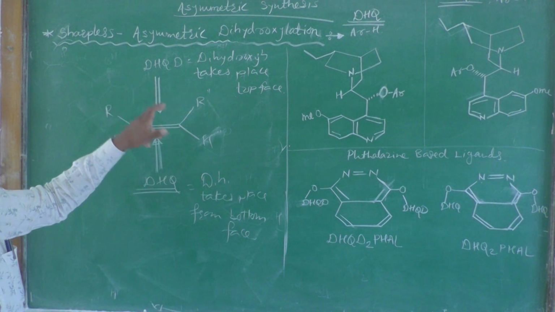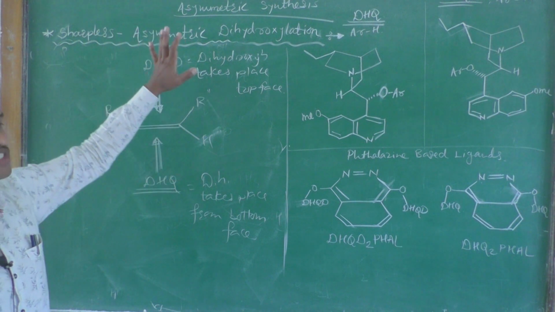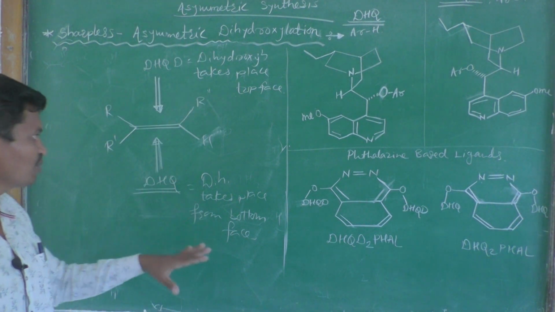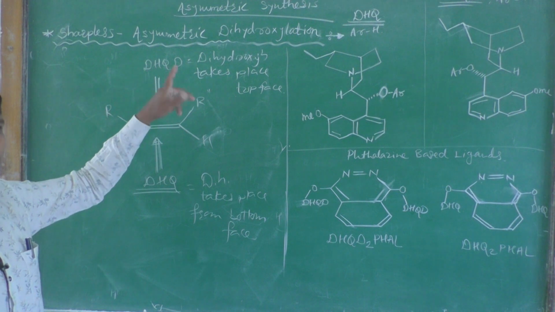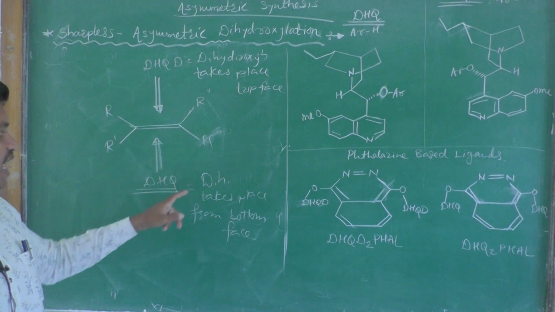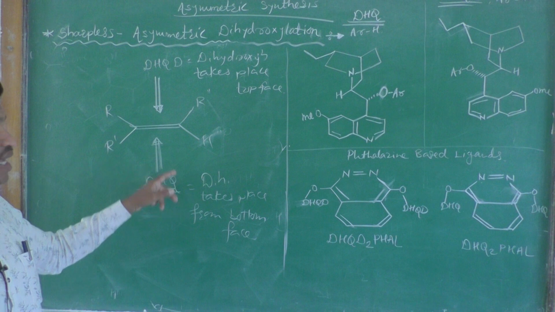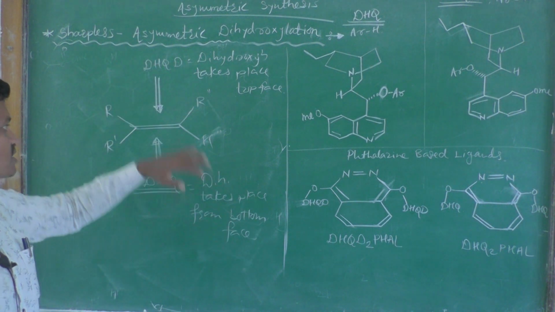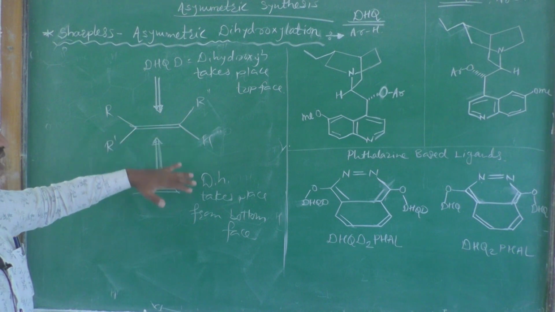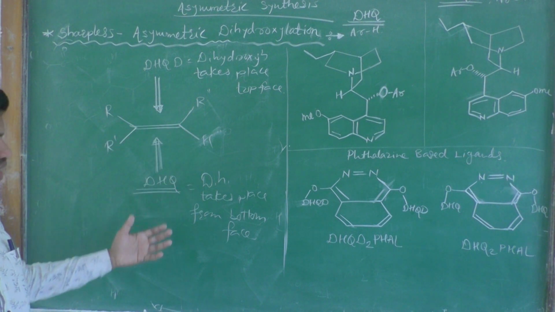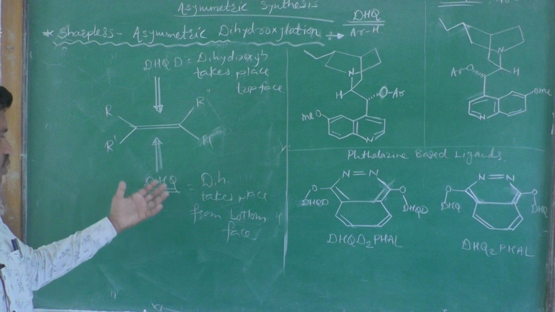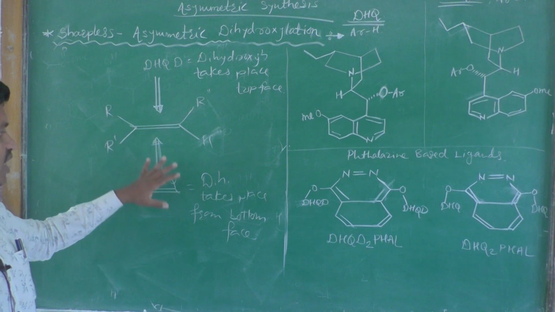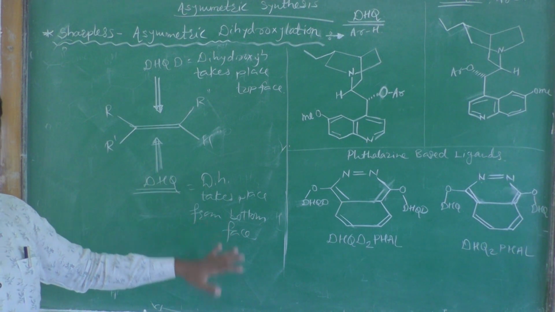So this is the summary of Sharpless asymmetric dihydroxylation. Keep in mind that the only difference is DHQD versus DHQ. When DHQD is there, dihydroxylation is from the top face of the carbon-carbon double bond, and when we are using DHQ, we get dihydroxylation from the bottom face.